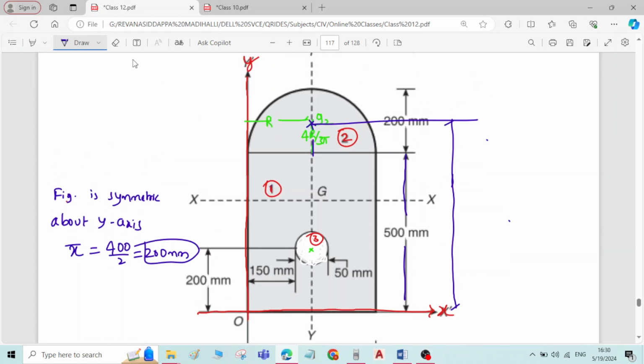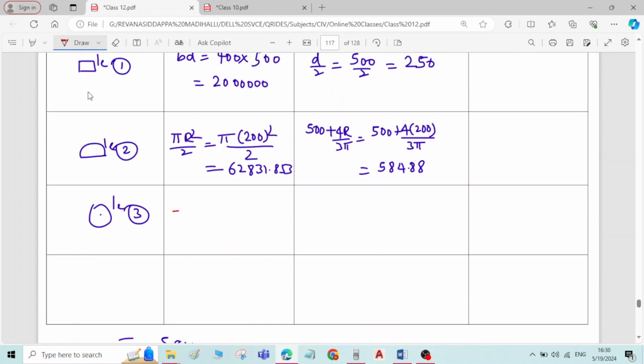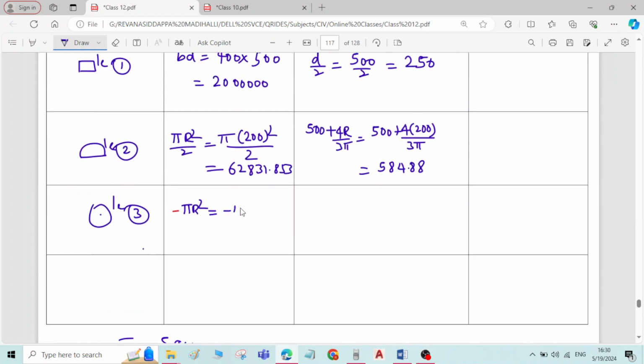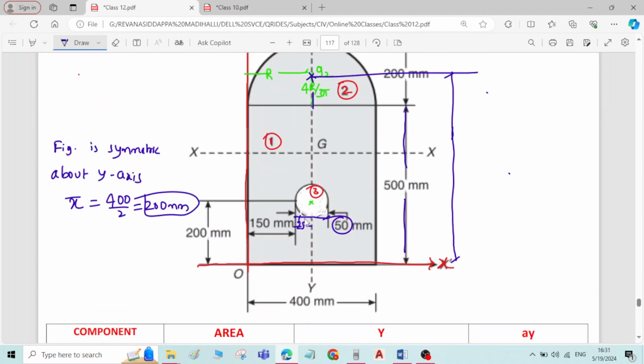Then the third component is the circle, and it is an unshaded portion. We have to take a negative sign, so minus pi r square. Here the diameter of the circle is given, the distance from here to here is given as 50 mm. So the radius becomes 25 mm. So minus pi into 25 square. The answer is minus 1,963.495.